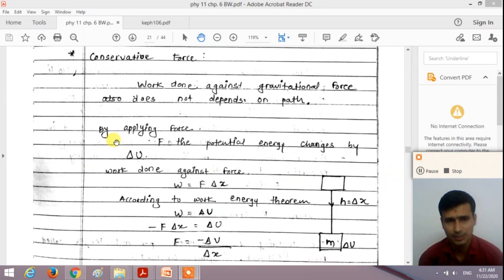Now we will see the last point about the kinetic energy and potential energy. As previously we discussed, as the object is moving in the upward direction, the potential energy increases, right? So work is required against the gravitational force, and the work done against the gravitational force does not depend on the path. This property is called the conservative property, and the force is called the conservative force. So the gravitational force is called the conservative force.